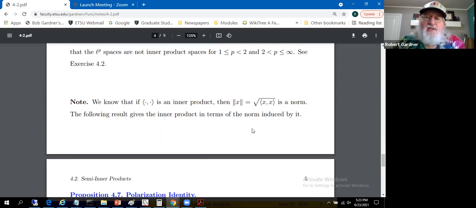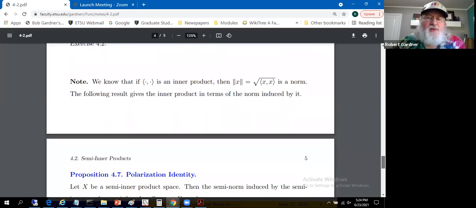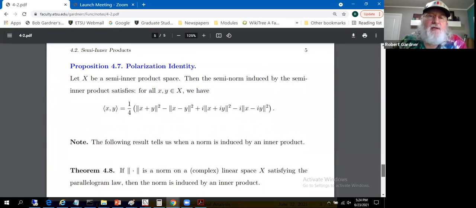Okay, so we can express the norm induced by the inner product in terms of the inner product. So can you do it the other way around? Can you express an inner product in terms of a norm? Here, the norm involves the inner product of the vector with itself. But could you express the inner product of x with y in terms of norms of x's and y's, and sums or differences of x's and y's maybe? That's what the polarization identity gives.